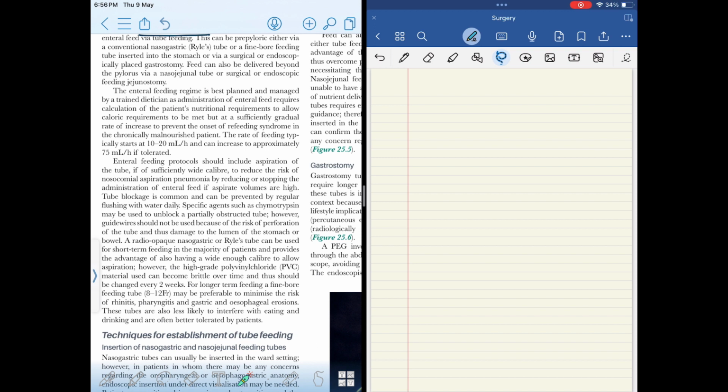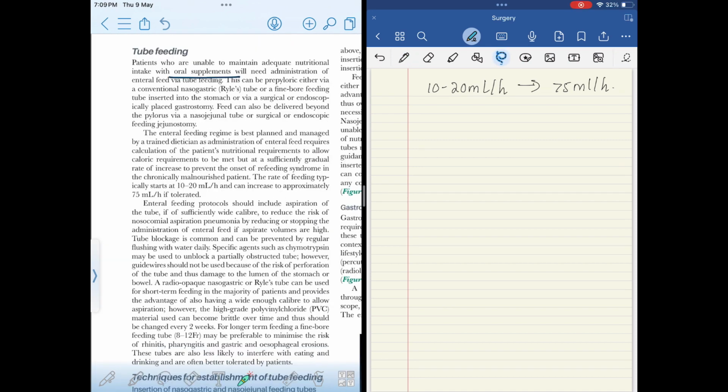So we have to gradually increase the rate of feed. It typically starts at 10 to 20 milliliter per hour, and we can increase approximately to 75 milliliter per hour if it is tolerated. This point is important. This is one of the principles of enteral nutrition, that we have to start it at 10 to 20 milliliter per hour and then increase it to approximately 75 milliliter per hour if tolerated.